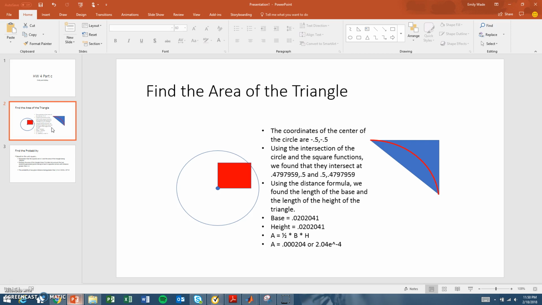We attempted this in MATLAB, but we were having some issues with solving for the equation, so we decided to do it just through paper and a graphing calculator. So we found the intersection of the circle and the square functions, and that's represented right here, and we found that that was this. I won't read it because the decimals are crazy, but then we used the distance formula, and using that we found the length of the base and the height of this triangle, and so then we were able to find the area. So we found that it was 0.000204.